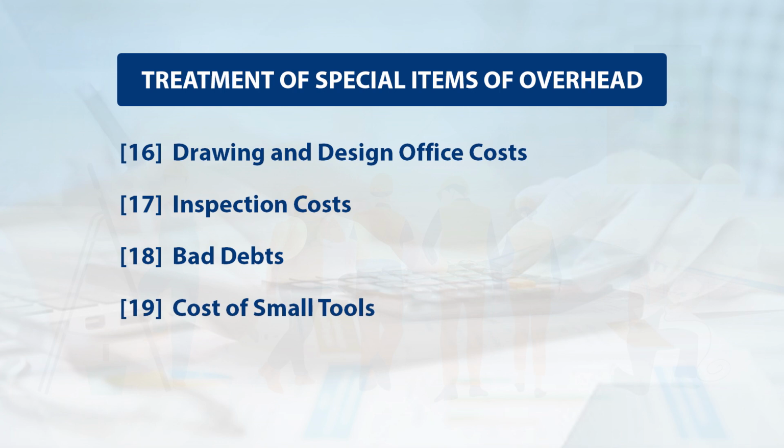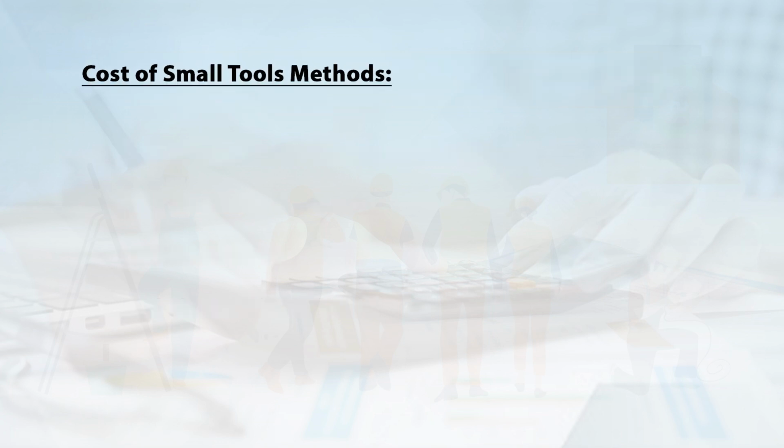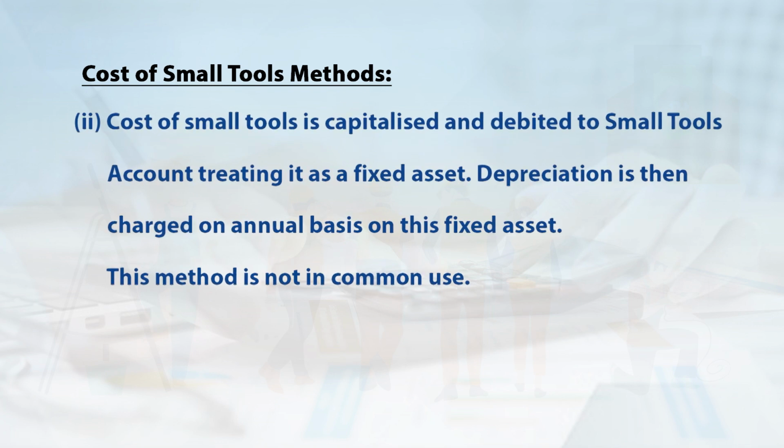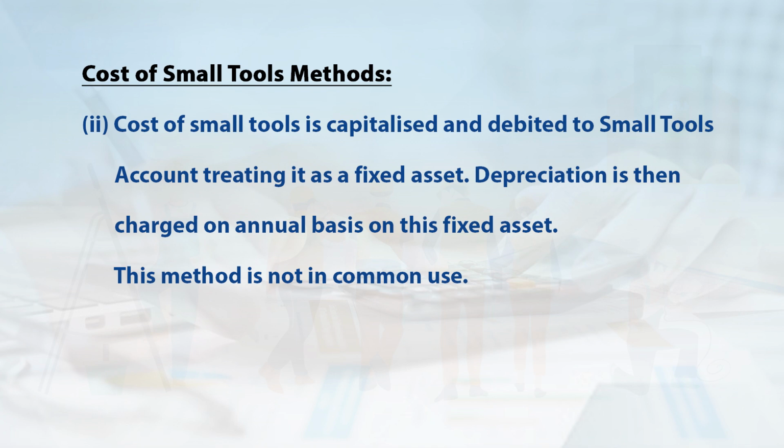Next is cost of small tools. Cost of tools may be treated in any of the following methods. First, small tools are charged off as an expense at the time of their purchase. This method is simple and thus more commonly used as it does not require any record of tools in stock to be maintained. Second, cost of small tools is capitalized and debited to small tools account, treating it as a fixed asset. Depreciation is then charged on annual basis on this fixed asset. This method is not in common use.